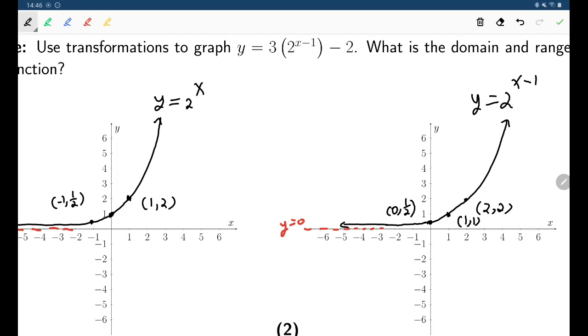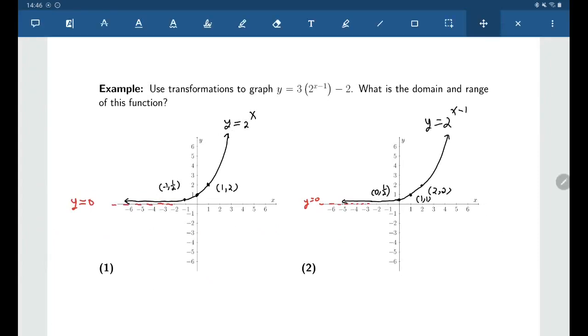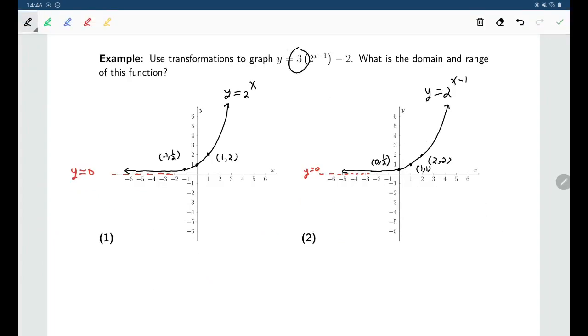Okay, so now the next thing that we'll be doing will be taking care of our vertical stretch. Our vertical stretch is a stretch with a factor of 3. So that means we're going to be multiplying all of our y values by 3. So if we're thinking about the y values that we have here, we'll multiply 2 by 3, the 1 by 3, and the 1/2 by 3.